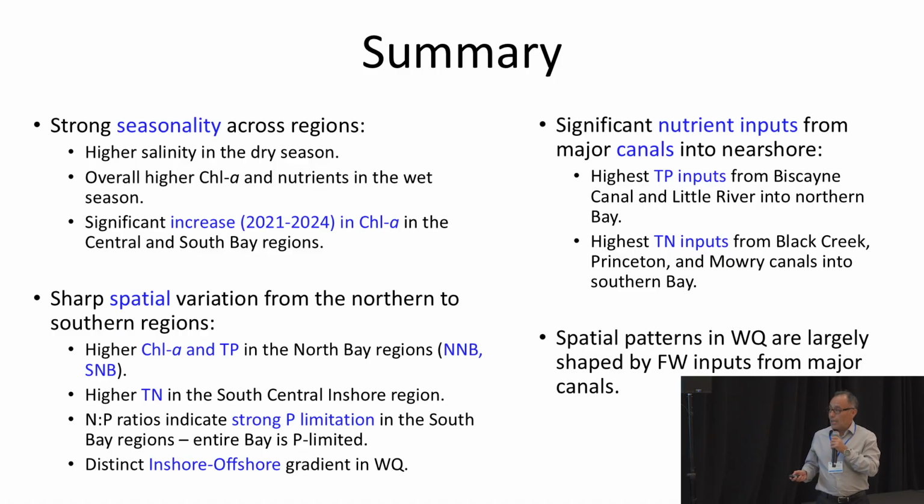Second, we have a clear variation from the north to the south, with higher chlorophyll and TP in the north, and higher total nitrogen in the south central. The entire bay is phosphorus limited, and we have a distinct inshore to offshore gradient. Also, we know that canals play a major role right here, delivering nutrients into the bay. In the north, we have high inputs of phosphorus, whereas in the south, we have high inputs of nitrogen.